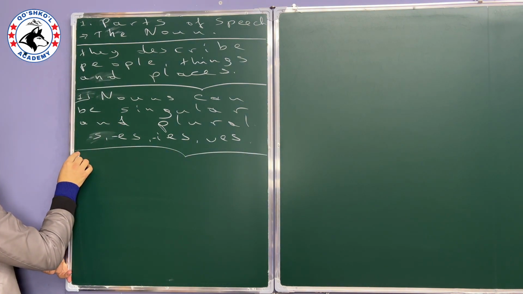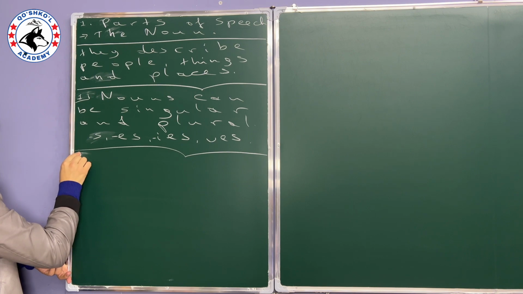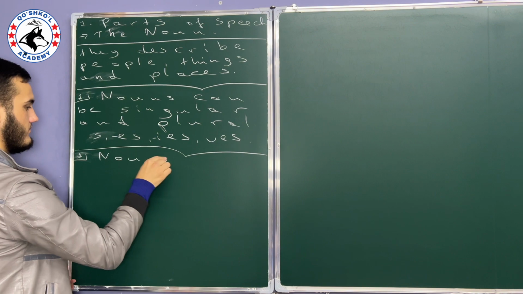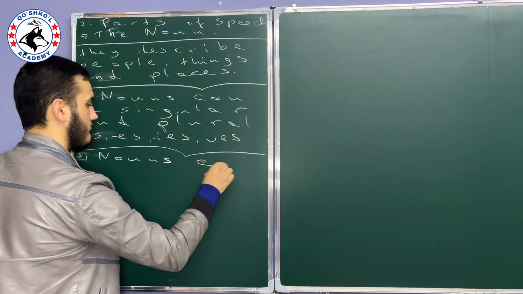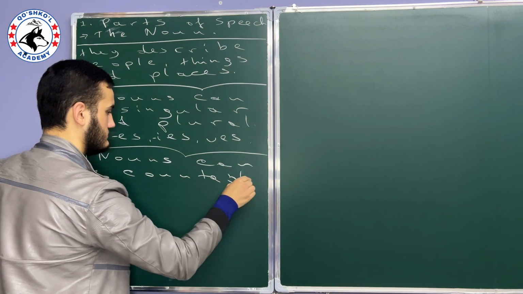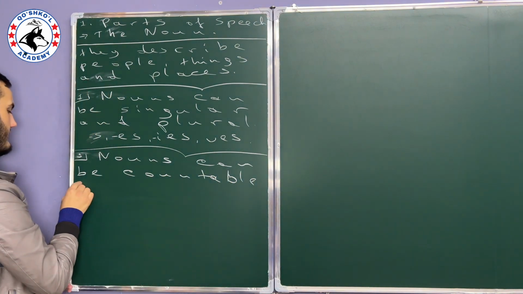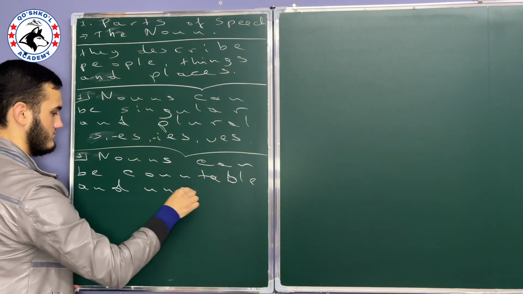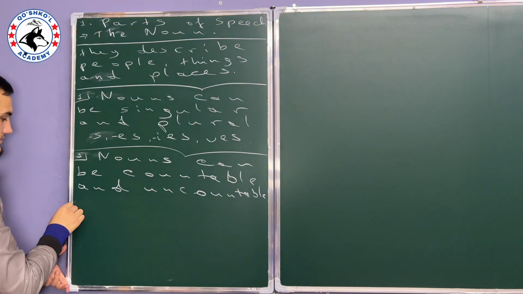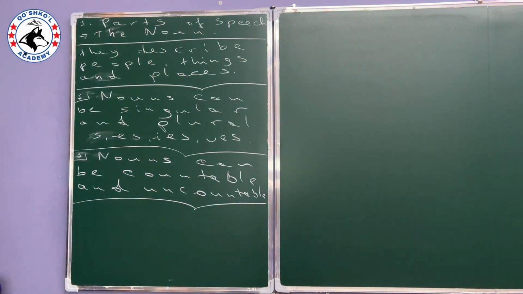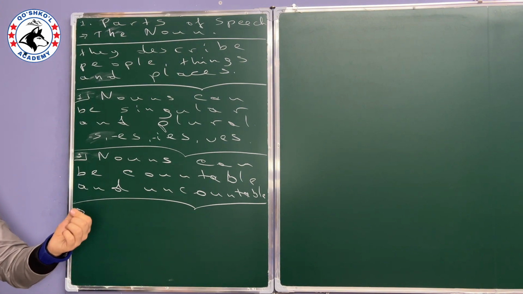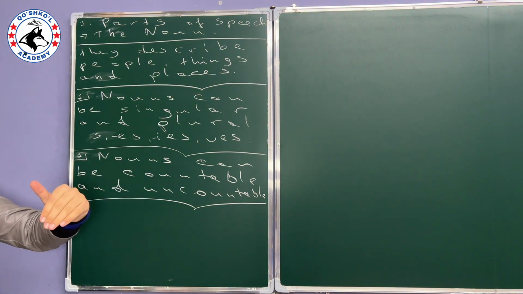Next, number two. Also, nouns can be countable and uncountable. Nouns can be countable and uncountable. So here, my friends, look. Countable nouns have their singular and plural forms, right?